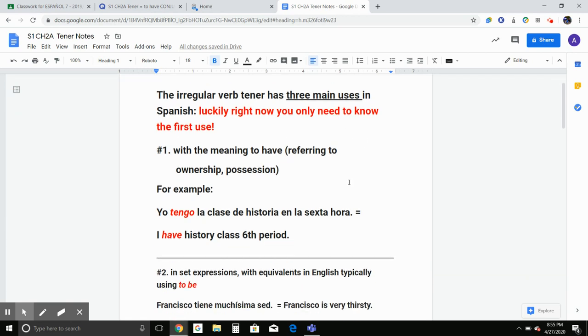Okay? And that's when we're using the verb tener with the meaning to have, and it's referring to ownership or possession. We're going to use this to talk about the classes that we have, okay? For example, yo tengo la clase de historia en la sexta hora. I have history class, sixth period, okay?